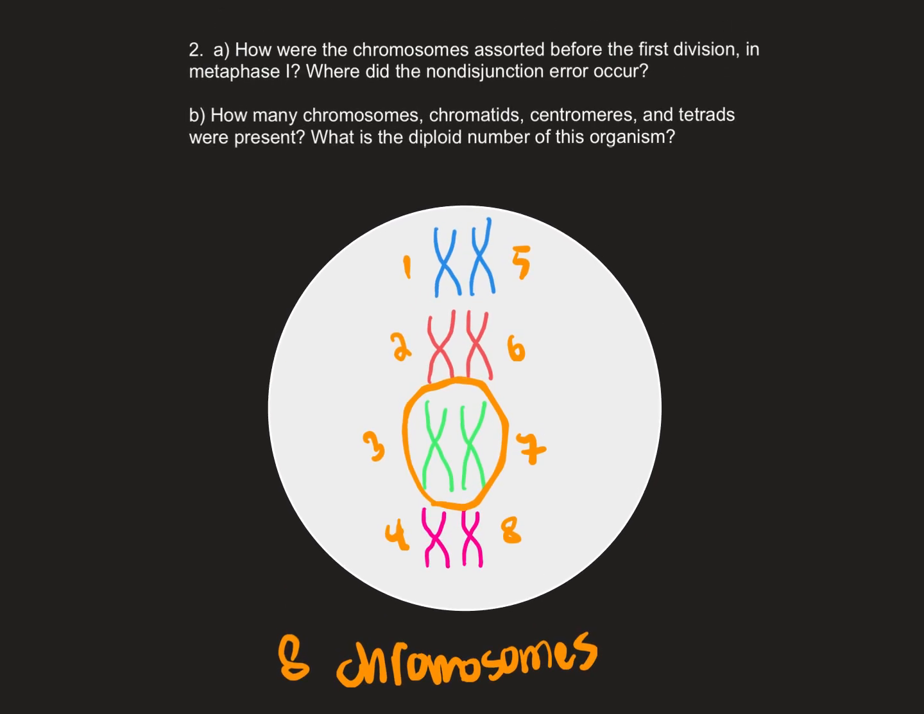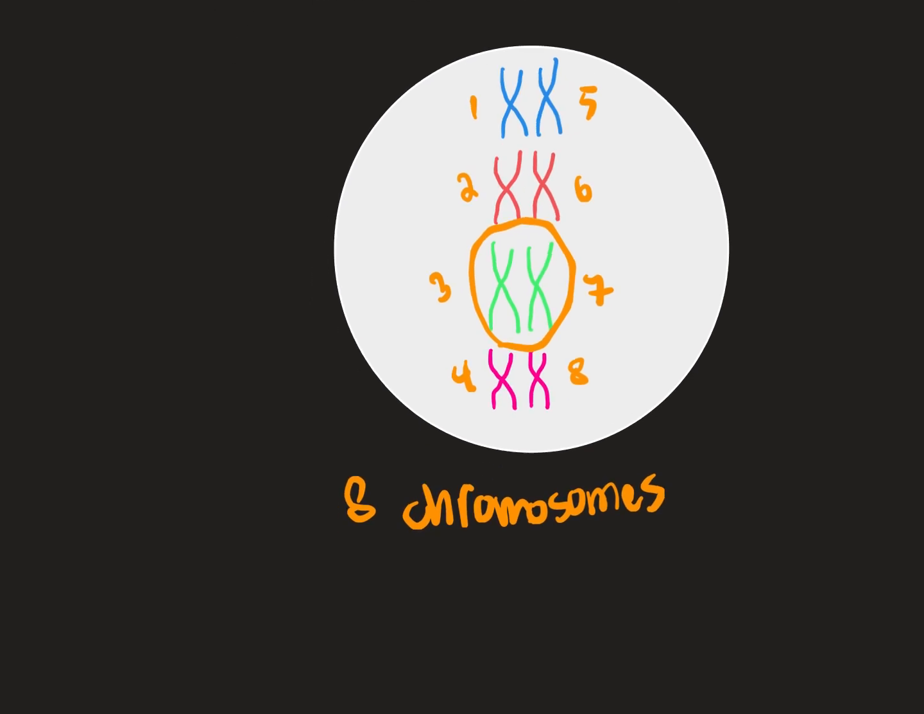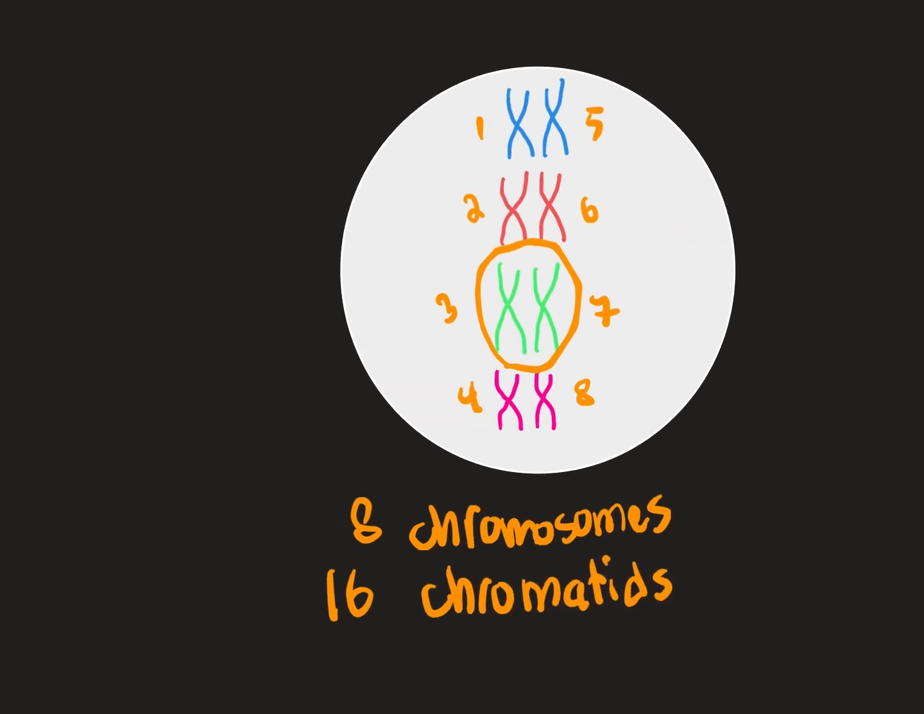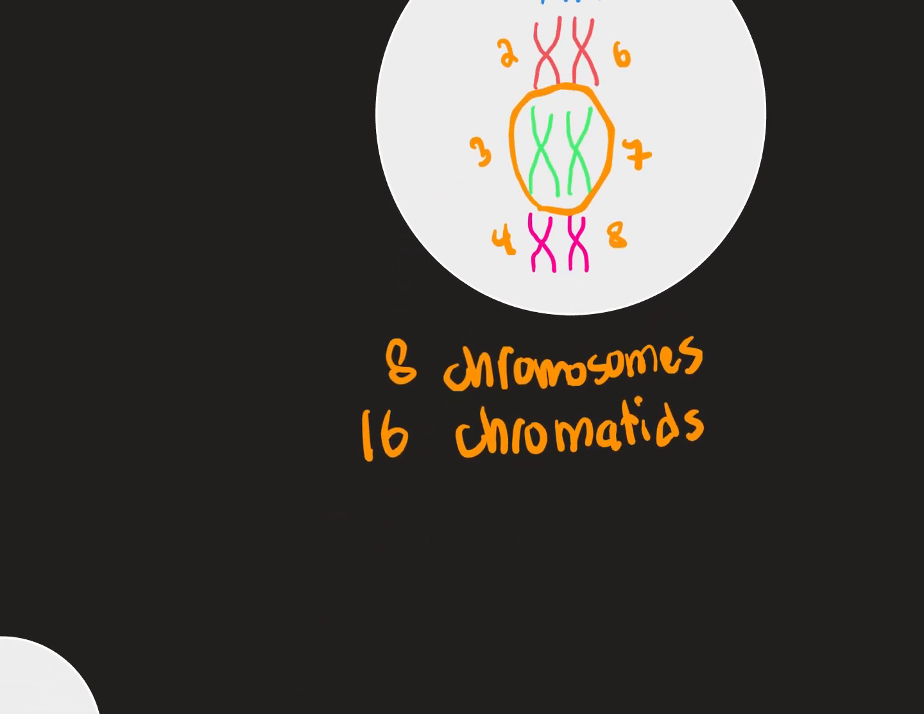Next, we're asked how many chromatids we have here. And again, that's simply twice the number of chromosomes, as these are replicated chromosomes. They each consist of 2 sister chromatids. So we have 16 chromatids. And next, centromeres. Each of these chromosomes possesses 1 centromere, so we will have 8 centromeres.